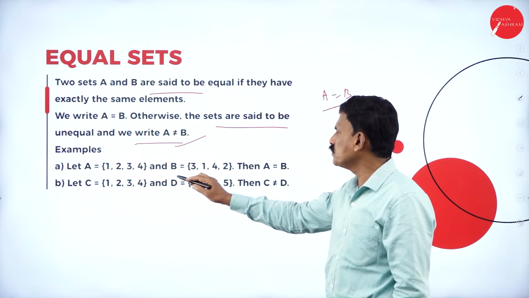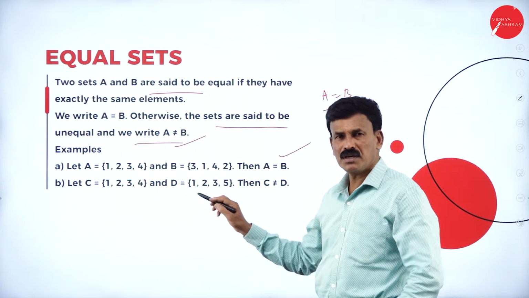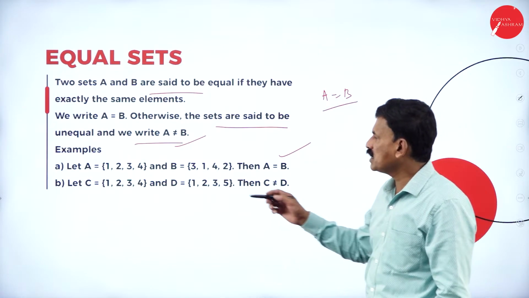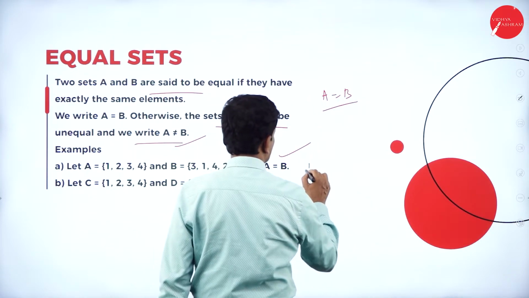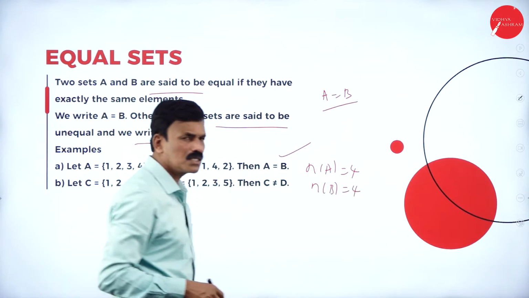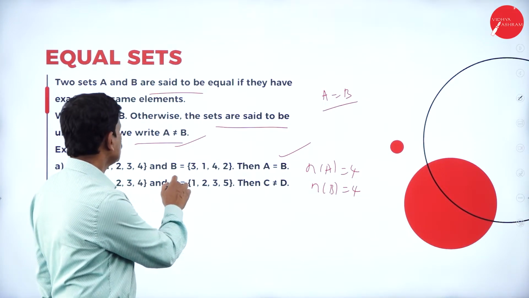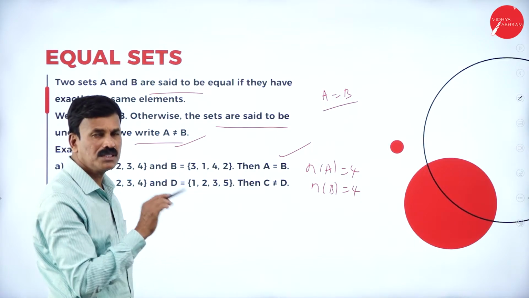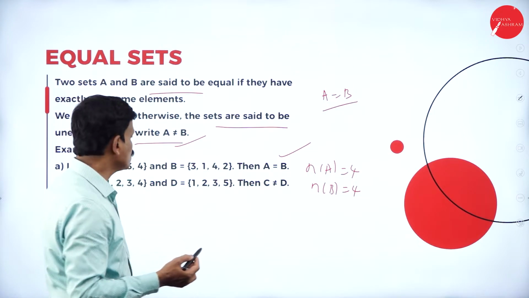A = {1, 2, 3, 4}. B = {3, 4, 1, 2}. A = B, whatever may be the order of the elements, that is, whatever may be the place of an element. So here the number of elements in A is 4, n(A) = 4, and the number of elements in B is also 4. Whatever may be the position. Here 1, 2, 3, 4, and here 3, 1, 4, 2. A contains 4 elements, B contains 4 elements, A contains 1, 2, 3, 4, and B also contains 1, 2, 3, 4. Therefore, A and B are said to be equal.